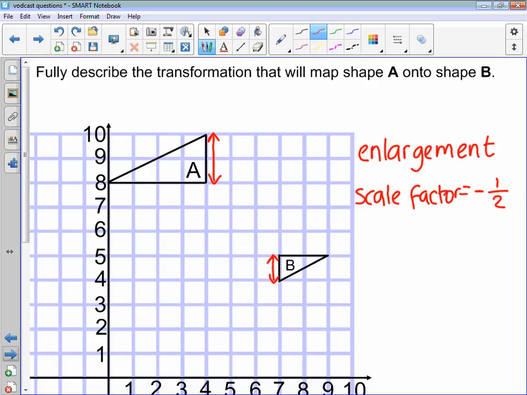Then again, to find our centre of enlargement, we're going to look at the corresponding corners and join them up. So this corner on A corresponds to this corner on B. This corner on A corresponds to this corner on B. And this corner on A corresponds to this corner on B. So again, I'm going to use a ruler and a pencil to connect them up and see where my 3 lines cross.